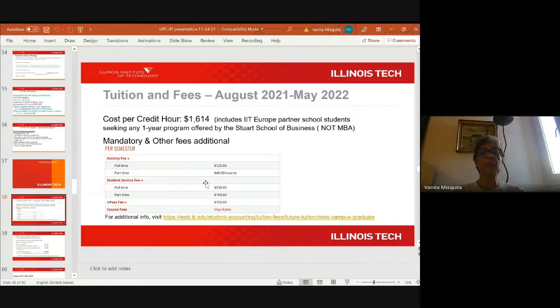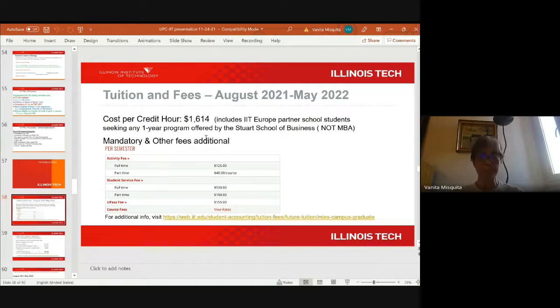For the tuition and fees, this is the tuition for the current year, which is August 2021 to May 2022. If you decide to study at Illinois Tech next August, you will fall under the new academic year, which would be August 2022 to May 2023. We do not yet know the cost for the new academic year. We will know that by February or March of next year. However, to give you an idea of what it currently costs a student on a double degree program, I've provided you with an example.